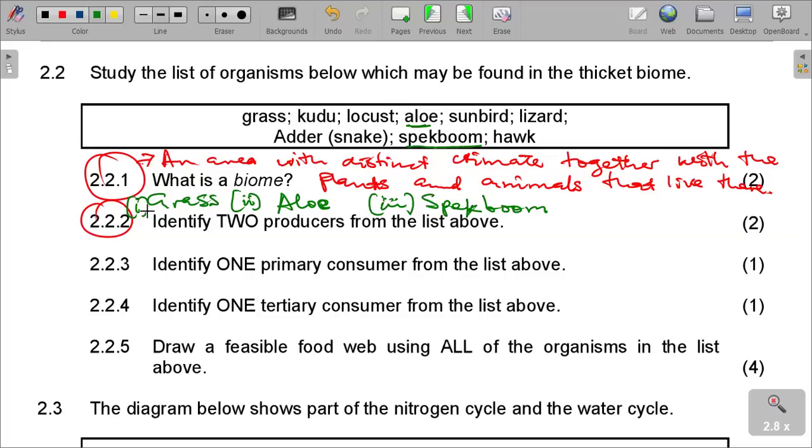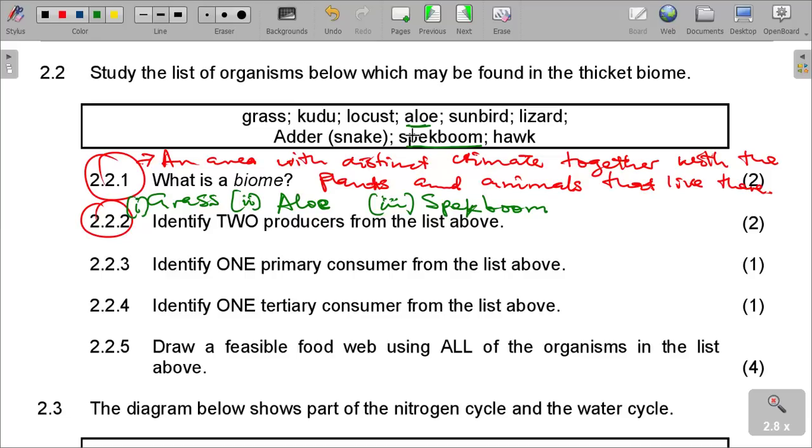And then the next question is saying identify one primary consumer from the list. Identify one primary consumer from the list, which is question 2.1.3. What is the primary consumer? Something that feeds on vegetation. What is it that can feed on this vegetation there? So what is that one which we can find there?